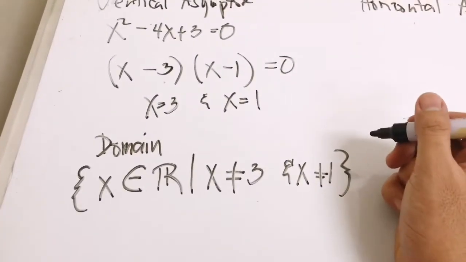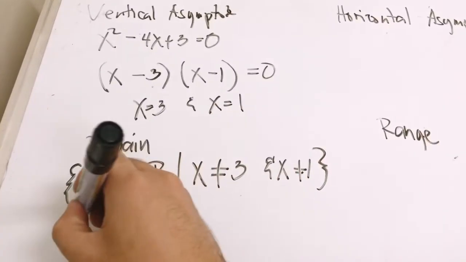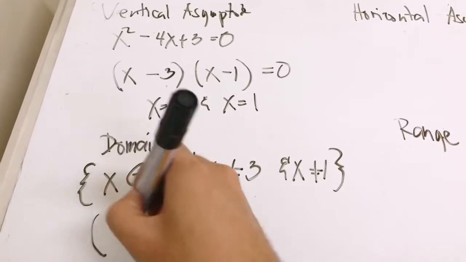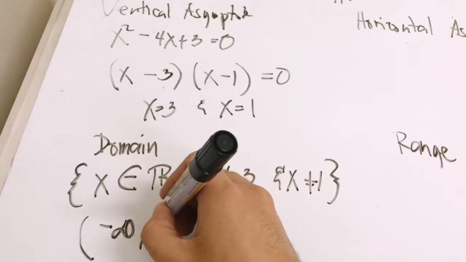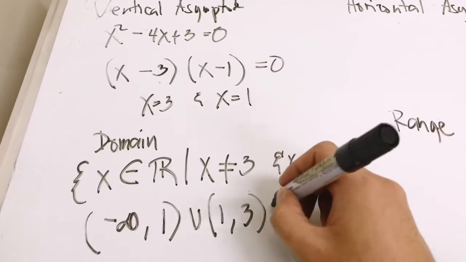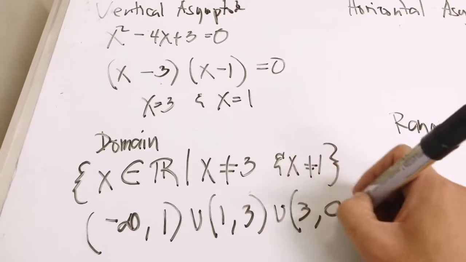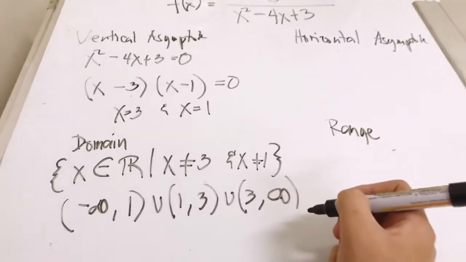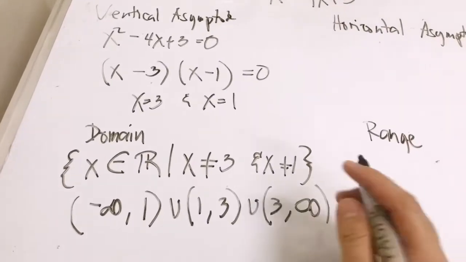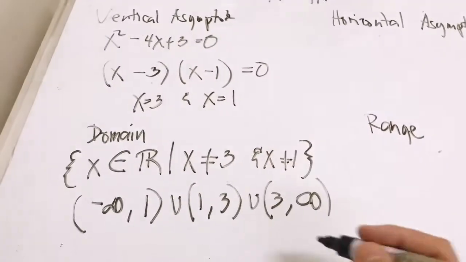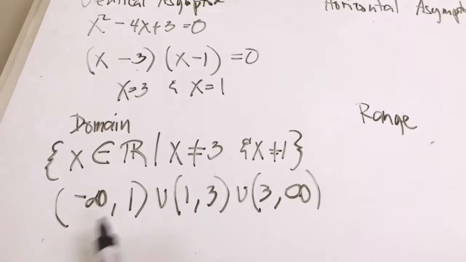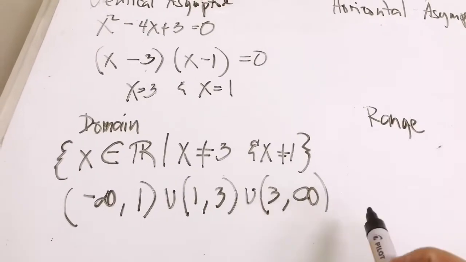That's it. If we will make it also in terms of the interval form, we have negative infinity to 1, union of 1 to 3, union of 3 to positive infinity. Sir, bakit ang dami sa ating interval? Okay? So, since dalawa yung value sa ating vertical asymptote, all we need to do is to capture in between, papuntang negative infinity and papuntang positive infinity.